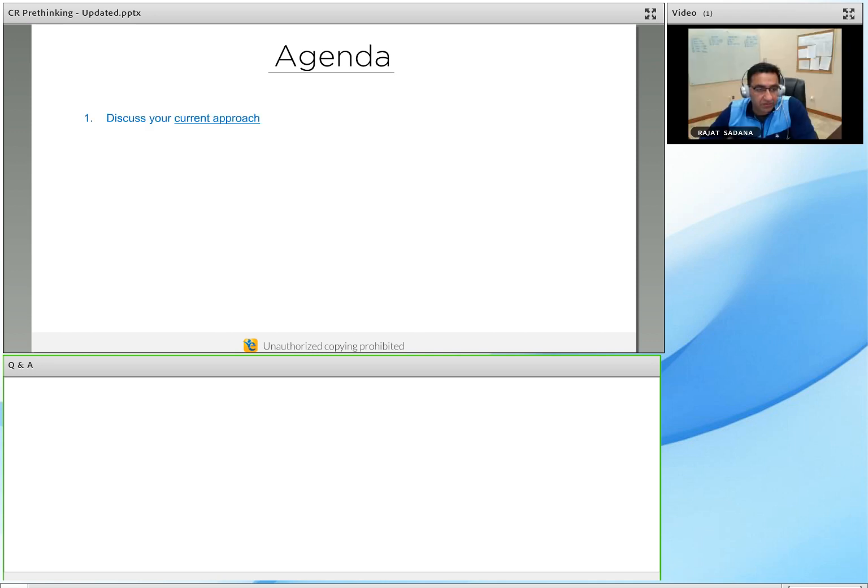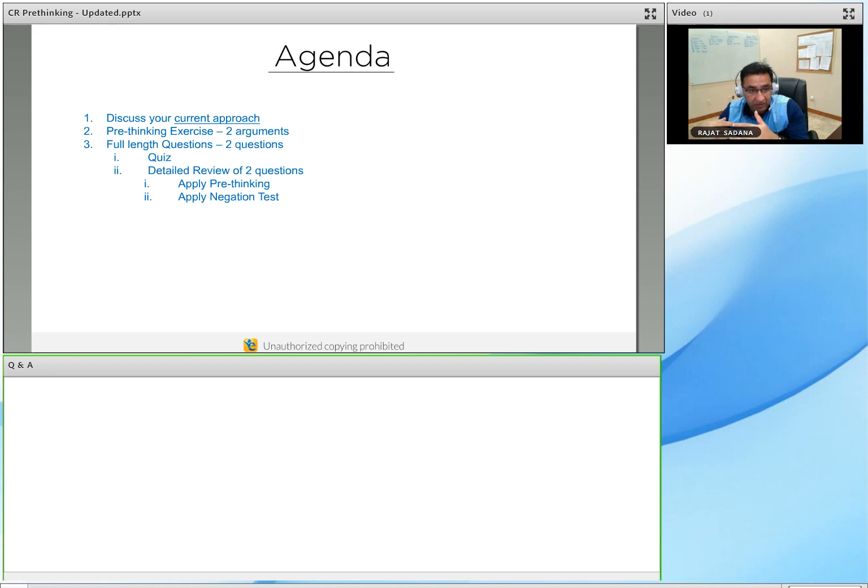All right, so the agenda for this presentation: we're going to first talk about how you approach CR questions today. Then we're going to do what we call a pre-thinking exercise. This is where we lay the foundation of what an assumption is and how you go about doing pre-thinking. We look at the process here, then we solve three full-length official questions in this session. These questions are solved as a quiz, which means you get them one after the other.